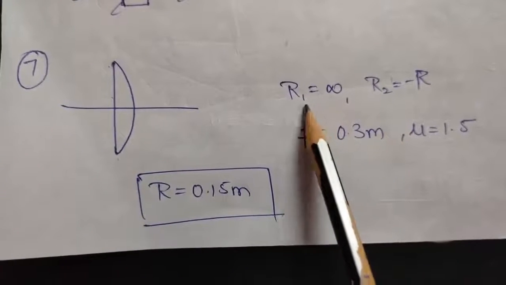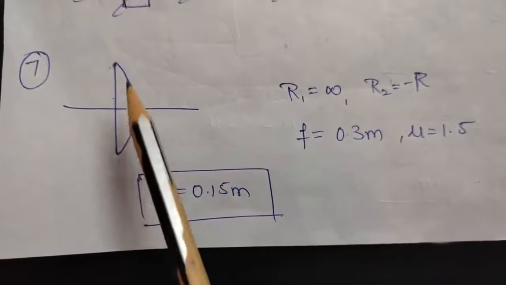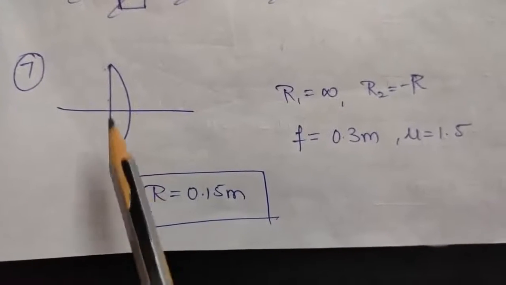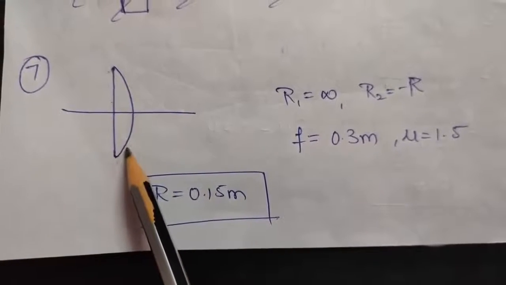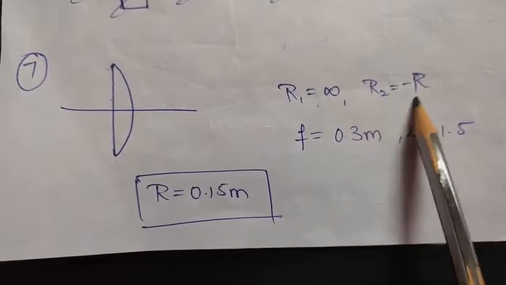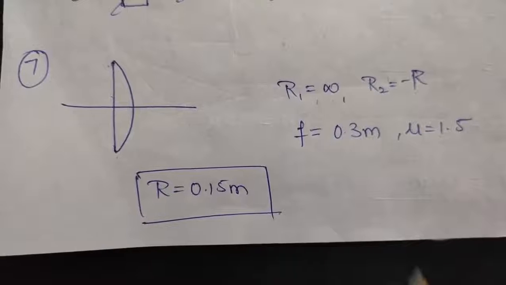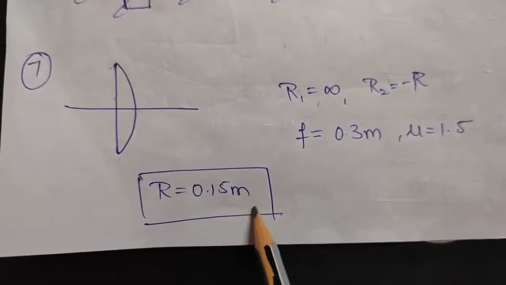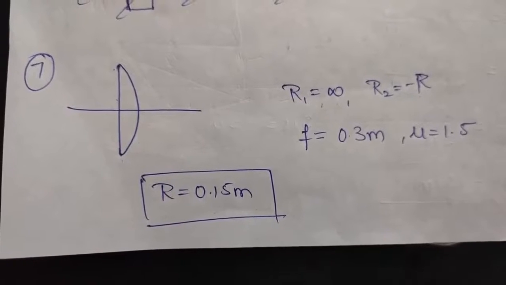So therefore in this case R1 will be infinity and R2, that is your radius of curvature of this convex surface, will be minus R. So taking R1 to be infinity, R2 to be minus R, again use lens maker's formula. Everything is given to you in the question. R will come to be 0.15 meters.